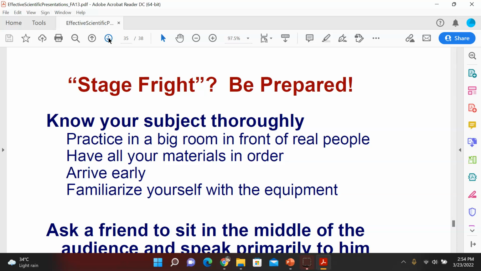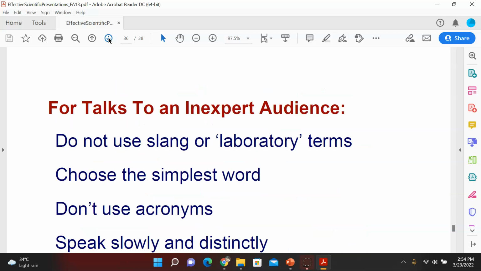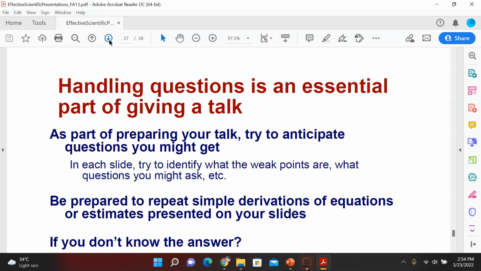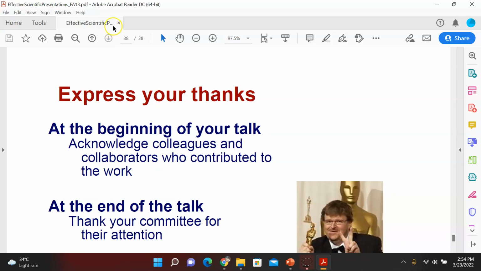Stage fright. I don't think any one of you has stage fright at this juncture. The audience. If it's a general audience, again, try to avoid too many technical terms. For example, if you talk too much about laboratory terms, it will sound foreign to me as a theorist. Okay, I think this is probably getting to the end. So let me close this up.